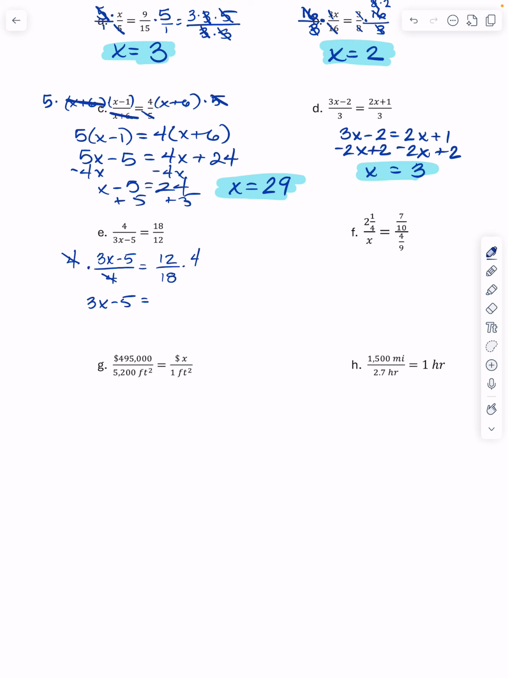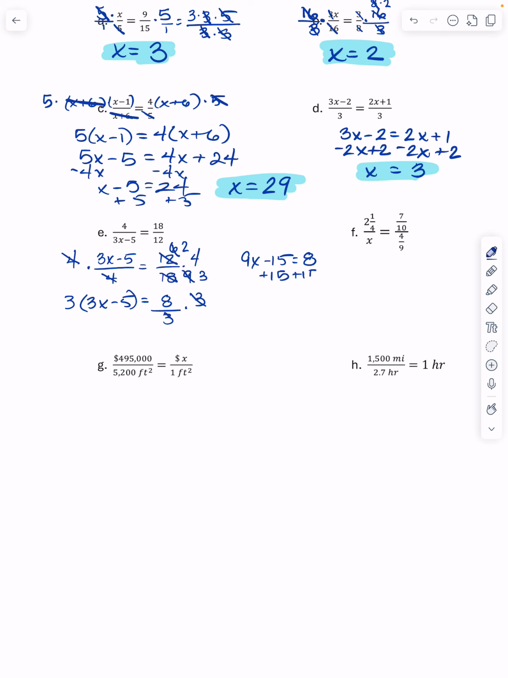Let's see, what can we cancel? I got a 2 here and a 2 here, and then a 3 and a 3. Again, I'm going to multiply both sides by 3. So I only have whole numbers to work with. I get 9x minus 15 equals 8.